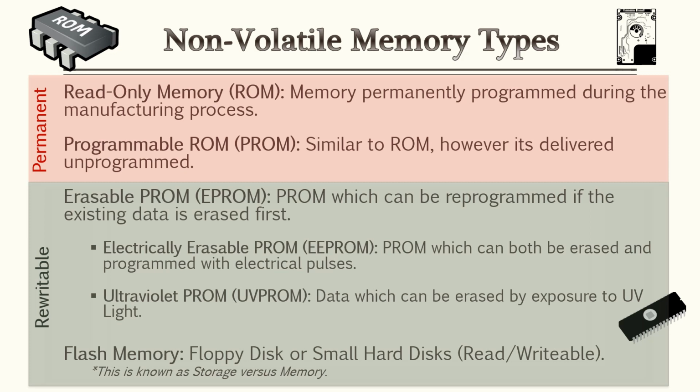Now also in the non-volatile memory area, we also have what is called flash memory. Flash memory falls under your floppy disks and small hard drives. Even though this is non-volatile memory, this type of memory is mostly known as storage. So I won't be going into details for flash memory because it just falls in a different realm of memory.